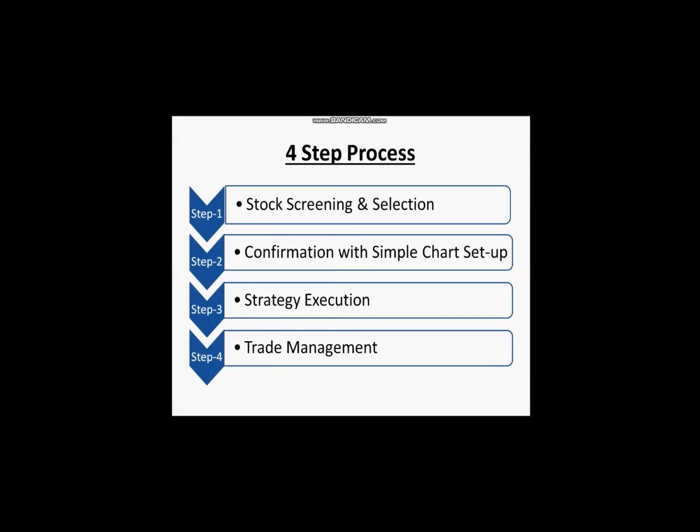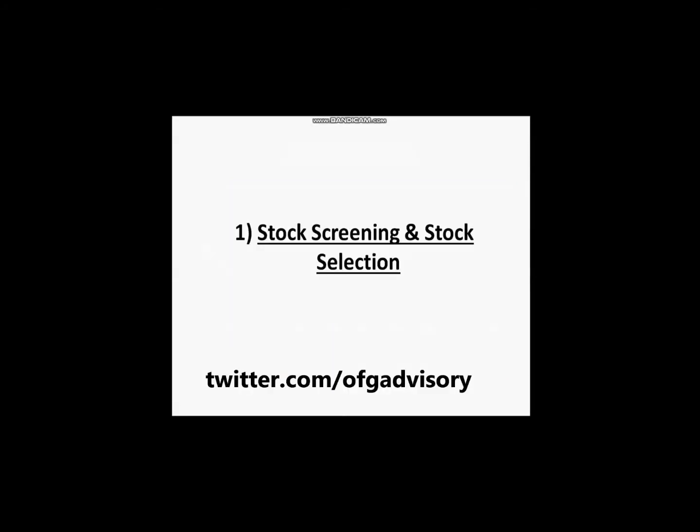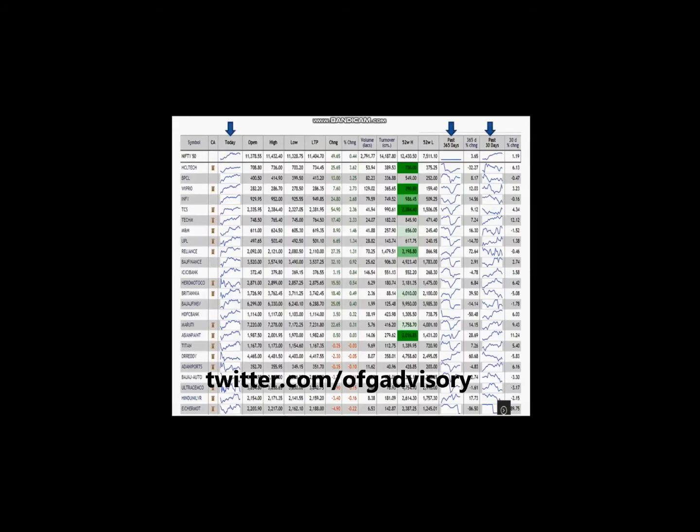This process is made mainly for the directional trader who wants to follow the trend, the trend follower. So based on the direction of a market or the direction of the stock, they can take their position. In step 1, we need to screen the stocks and select those for which we are going to make the strategies. For that purpose, I am going to present you one chart.